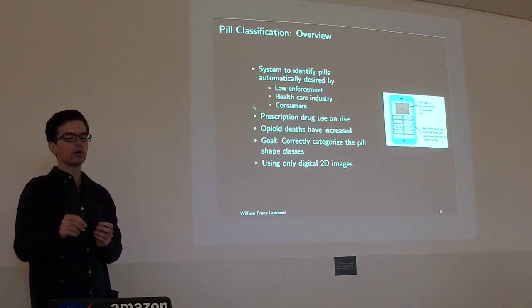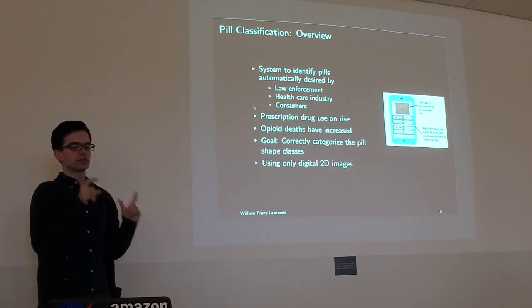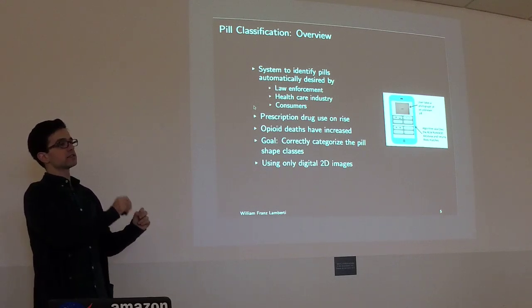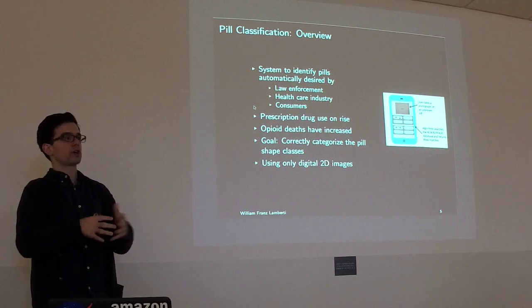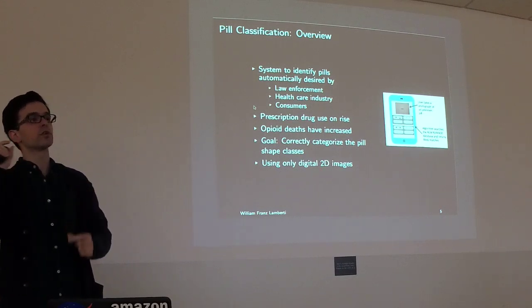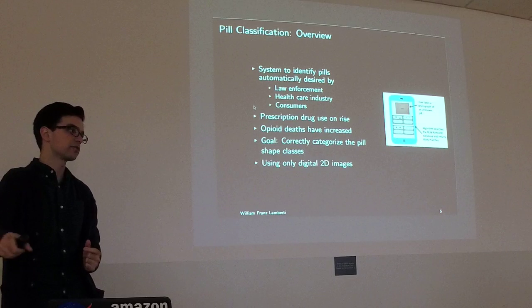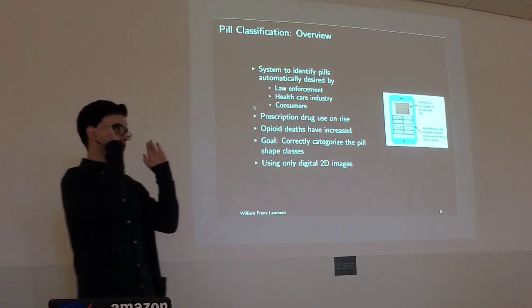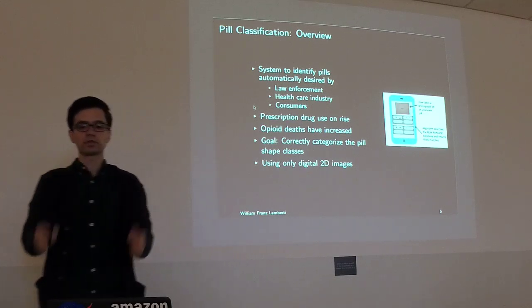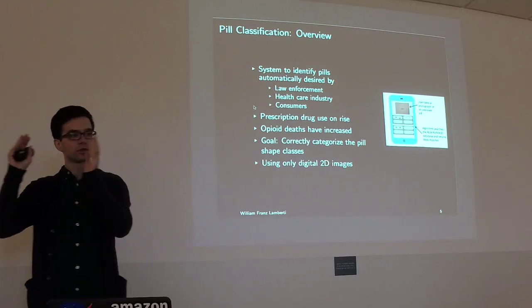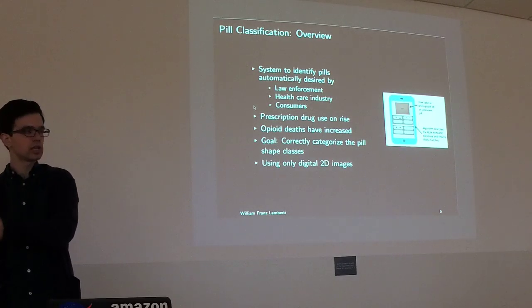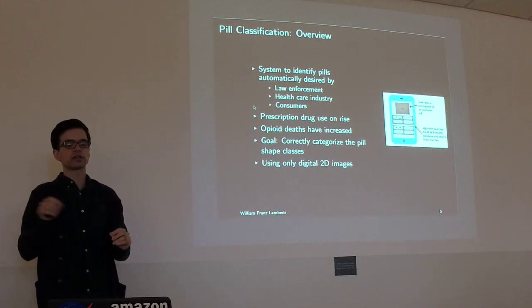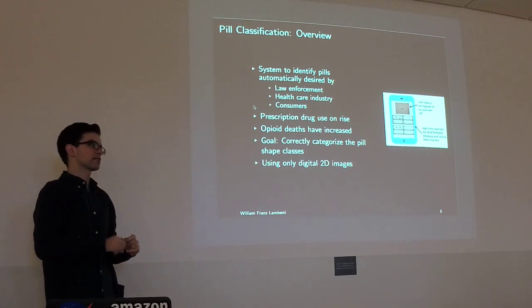In the end, the goal of this problem is to correctly categorize pills, but that is too difficult a problem. We're not able to correctly take a picture of Advil using a smartphone and correctly identify that it's Advil. So the pill research community has said, okay, I'm going to focus on getting pill color right, pill text right, and pill shape right. The goal for what I'm trying to do is to correctly categorize pill shape classes.